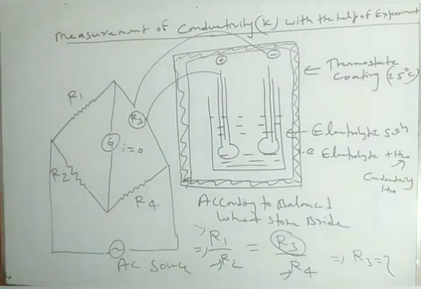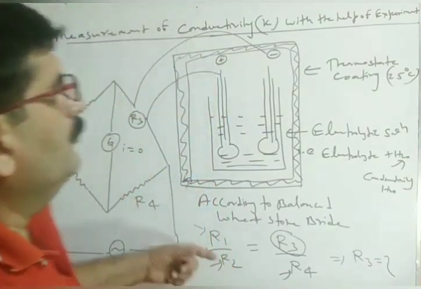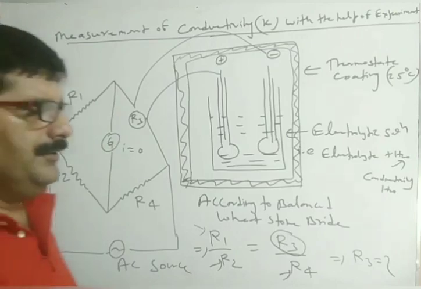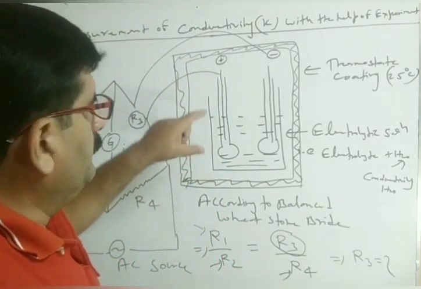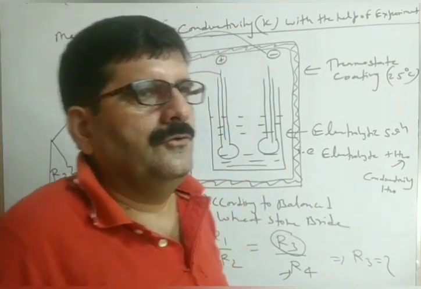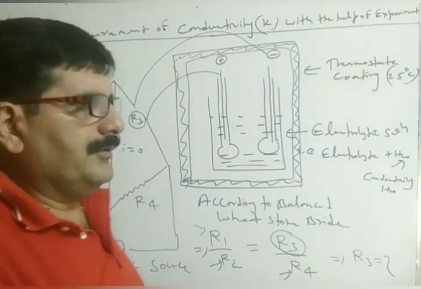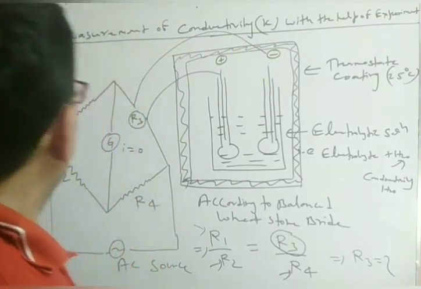R3. Always AC current is to be supplied in the Wheatstone bridge, because you know very well electrolysis must not take place with AC current. If electrolysis takes place, then some ions become deposited at the electrode, which gives deviation in the prediction of what? Conductivity value.